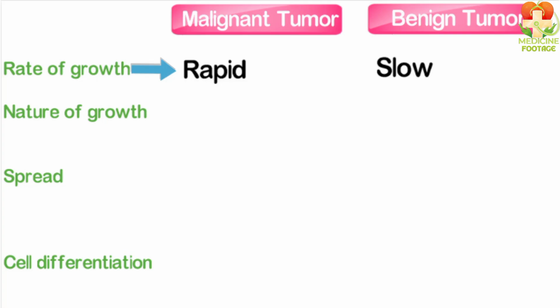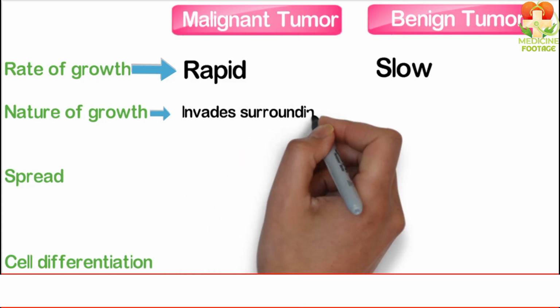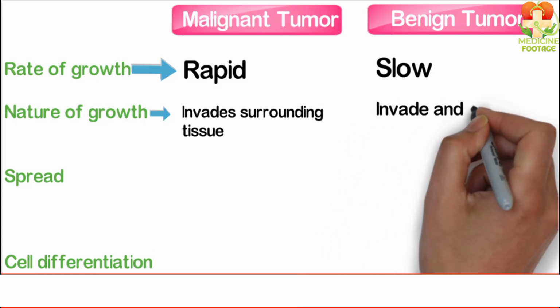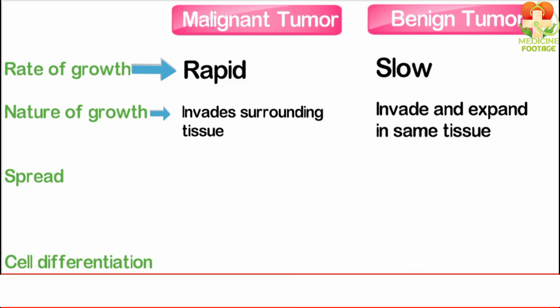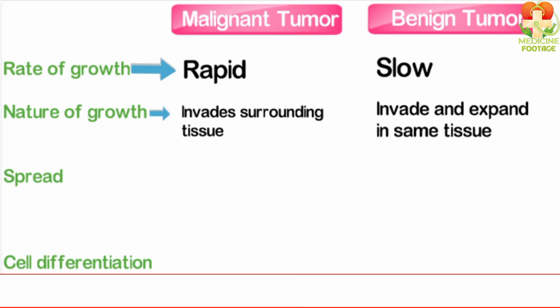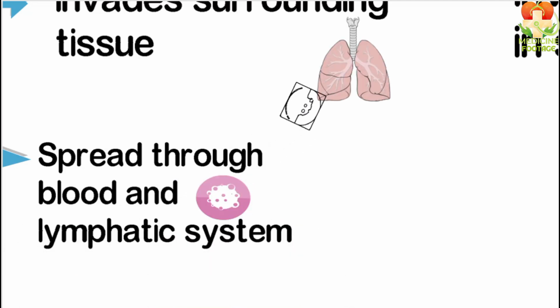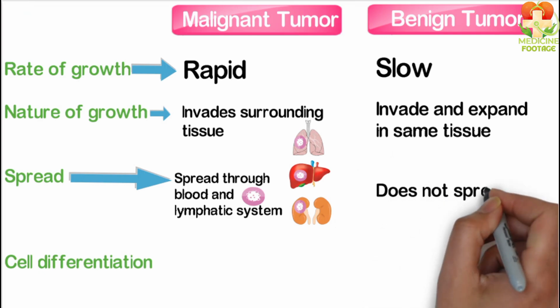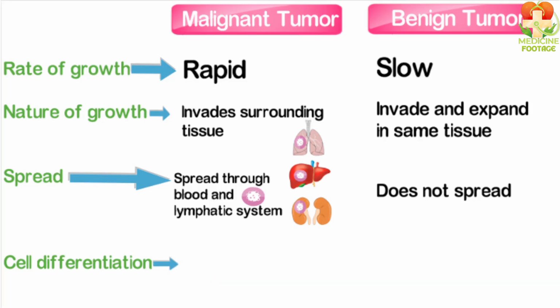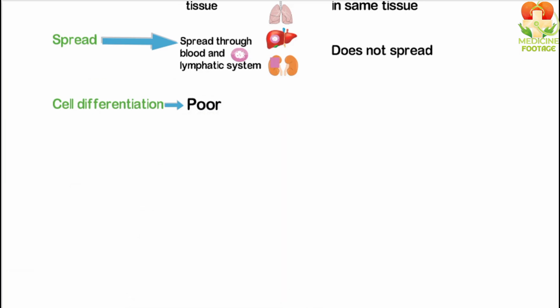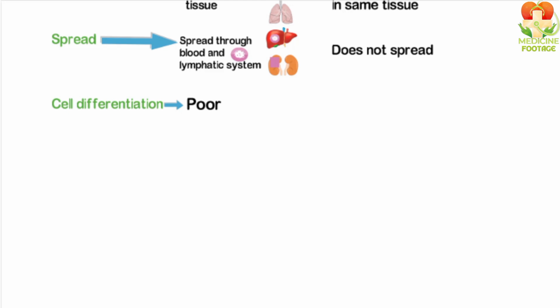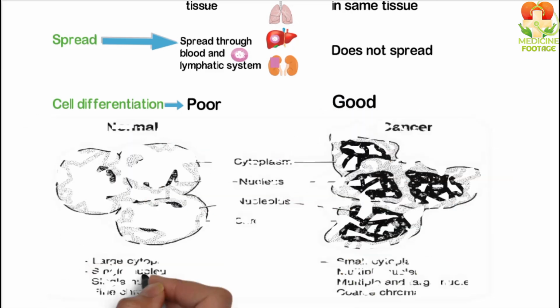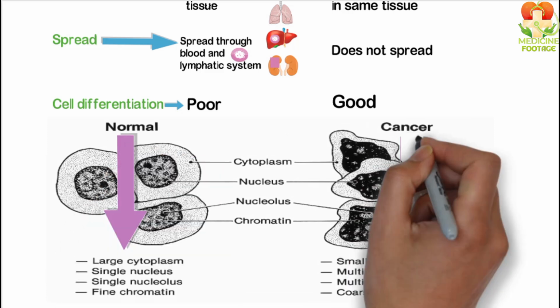The second difference is about the nature of growth. The malignant tumor damages surrounding tissues, but the benign tumor only damages the tissue where it is located, it expands only within that tissue, within that organ. The third difference is about the spread. The malignant tumor spreads from one organ to another place through blood and the lymphatic system, but the benign tumor does not spread. The fourth difference is cell differentiation. The cell differentiation in malignant tumors is very poor. We cannot differentiate between the cells, but in the benign tumor, the cell differentiation is normal. In it, we can easily do it.